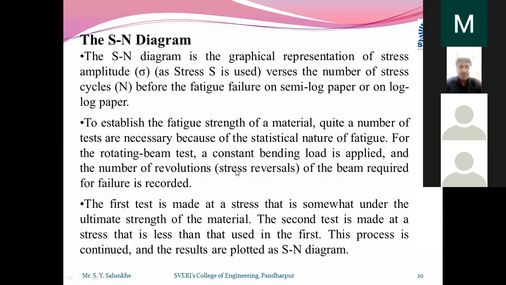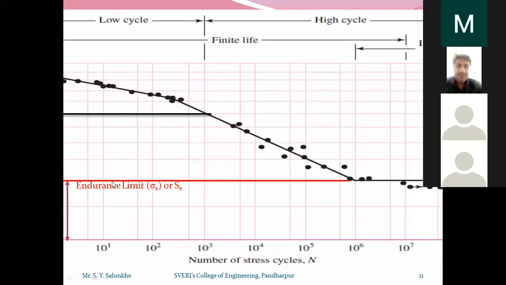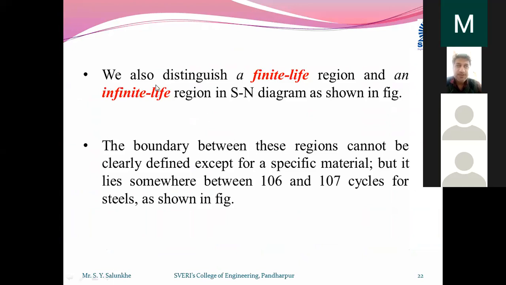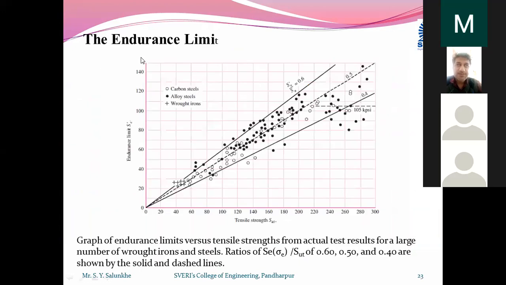Now, all these things which I have just explained are written on this slide for the endurance limit and SN curve. This is the elaborated graph showing the value of endurance limit. Then we can also distinguish this graph into finite and infinite life of that particular component or material. Okay, these are the regions we have seen on the SN curve.